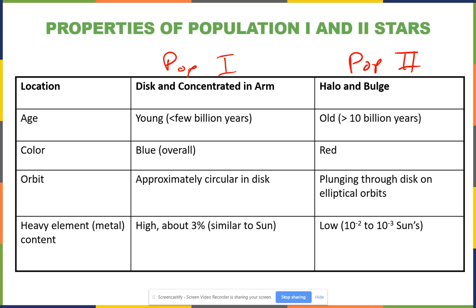So population 1 stars are young, less than a few billion years in age. Now, is our sun less than a few billion years? How old do we believe the sun to be? About 5 billion years. The sun is not less than a few billion years, but at the same time, it's not greater than 10 billion years. It's somewhere in between those two numbers. But the sun is relatively old for a population 1, a disk star.